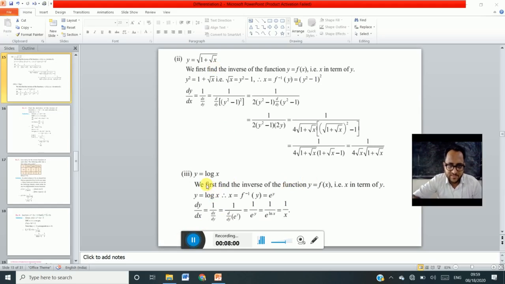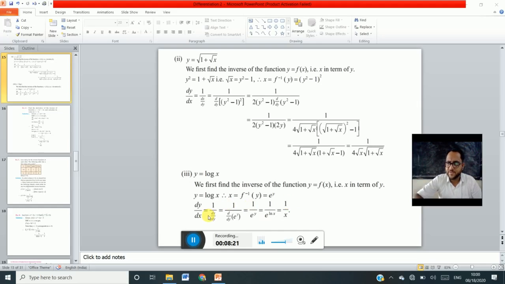See the next example, that is y is equal to log x. Again here we have to find the value of x in terms of y. So y is equal to log x. To remove this log we have to take exponential of both sides. So taking exponential of both sides in this step, we get x equals e to the power y. So this is the value of x in terms of y.